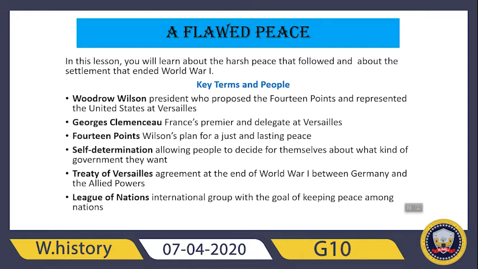Then we have another term, self-determination. It means allowing people to decide for themselves what kind of government they want. Then we have the Treaty of Versailles. What was the Treaty of Versailles? It was an agreement at the end of World War I between Germany and the Allied powers. And then we have another term, League of Nations. It means an international group with the goal of keeping peace among nations.